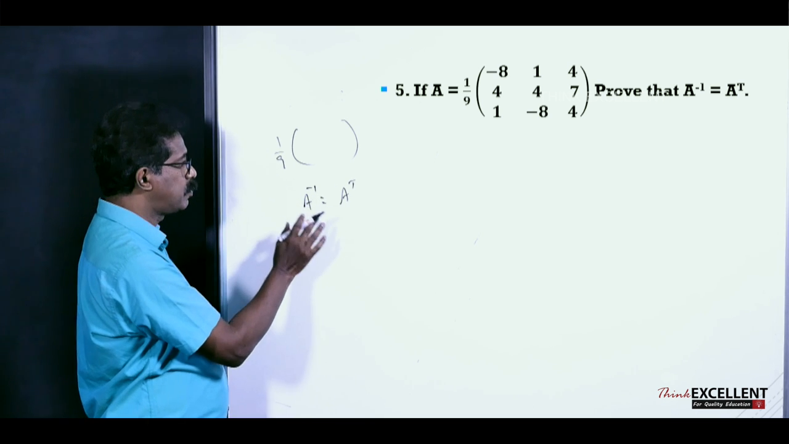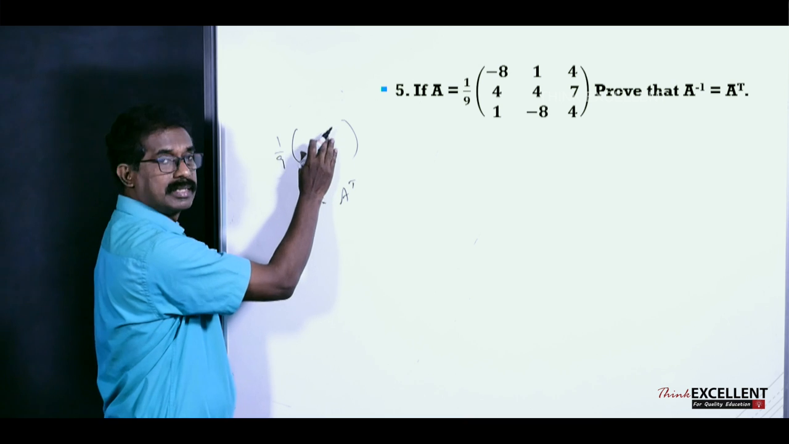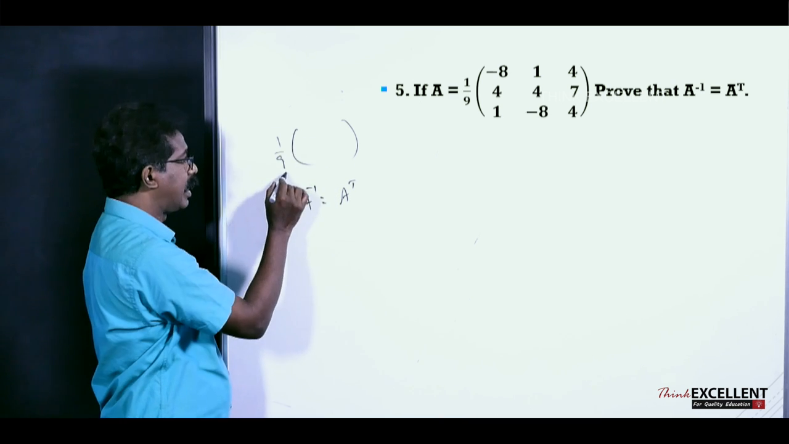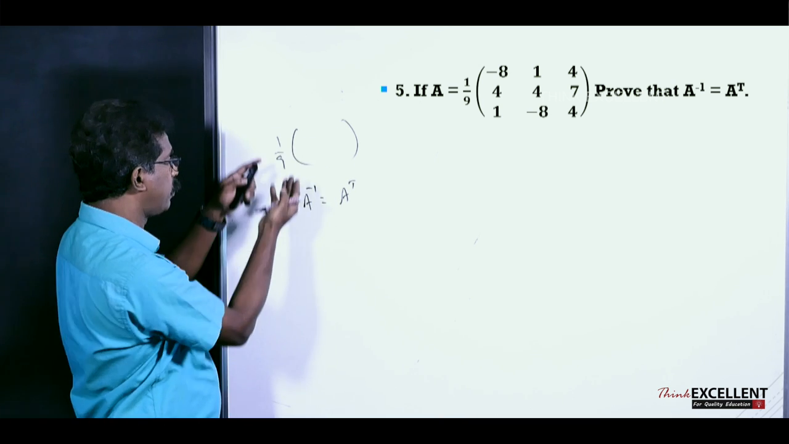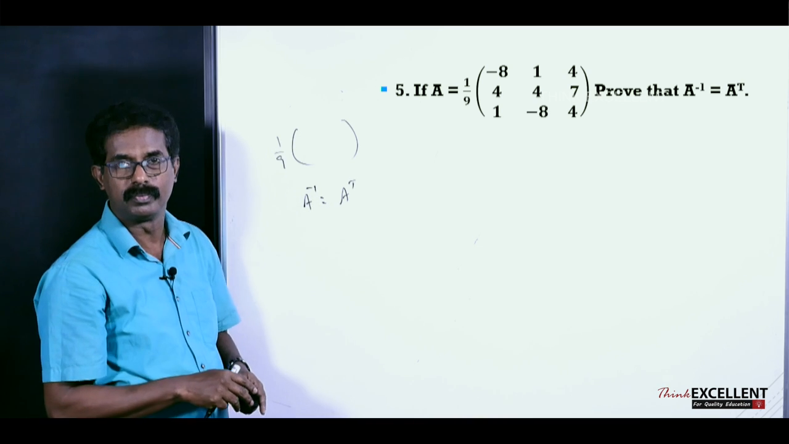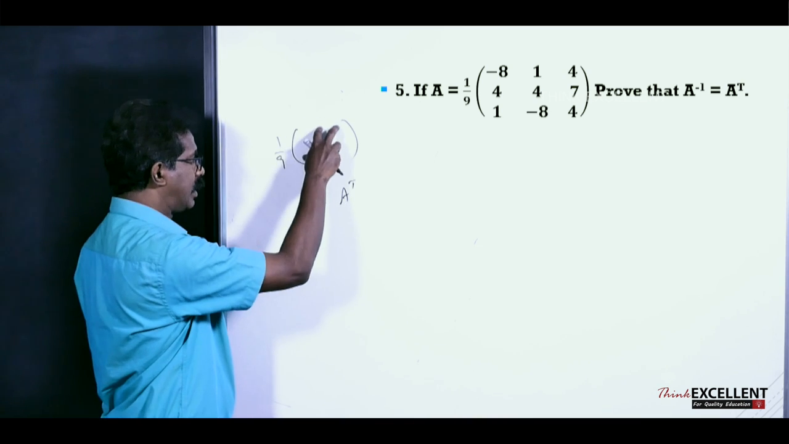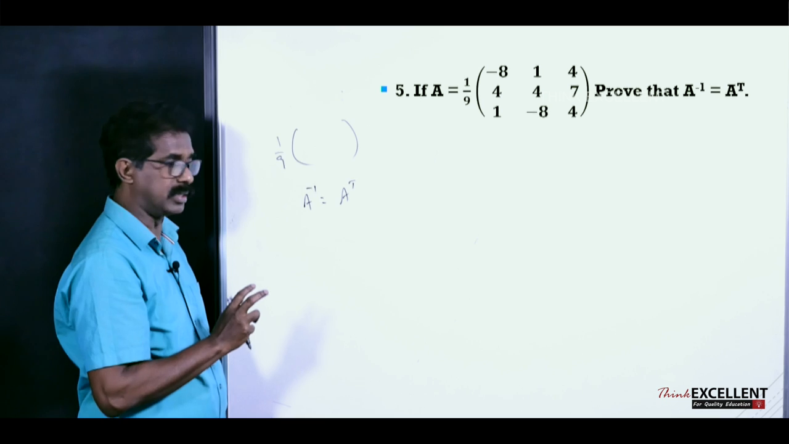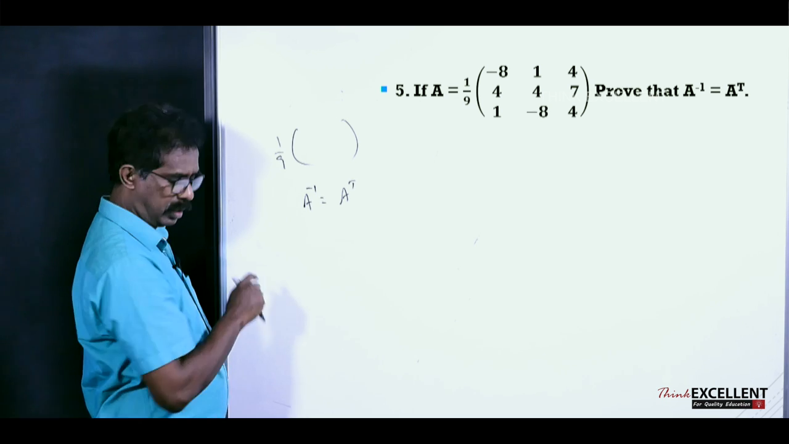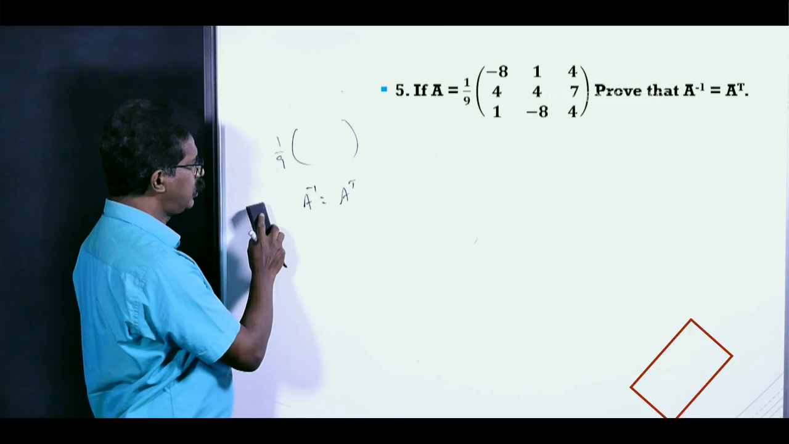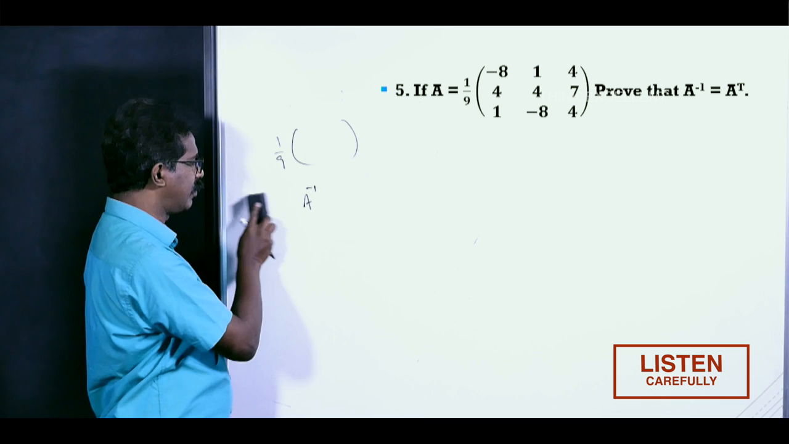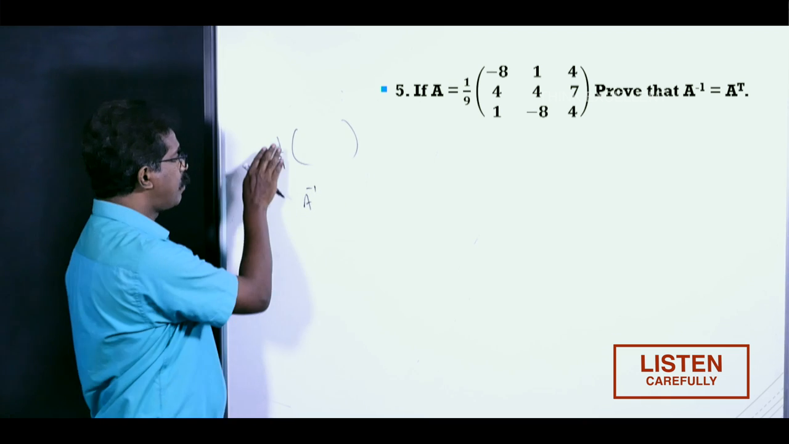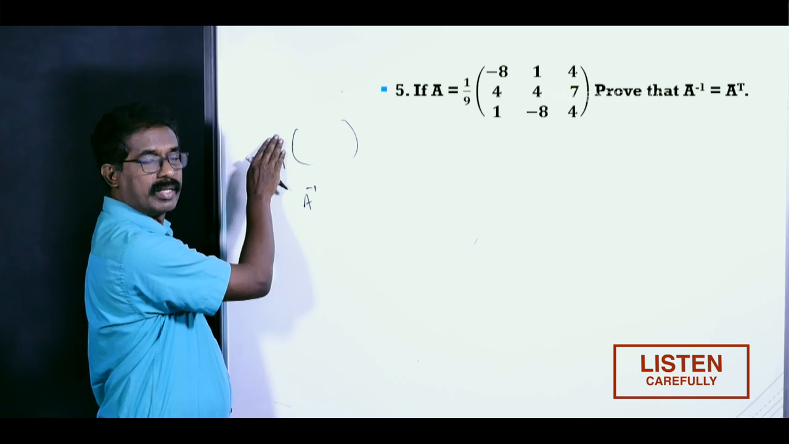When you take transpose, transpose is only for the matrix, not for this 1 by 9. When you take transpose, instead of 1 by 9 you don't write 9 by 1. No. Transpose you take only for the matrix. This number you write as it is. Another thing, if you do the direct method, A inverse you have to do very, very carefully.